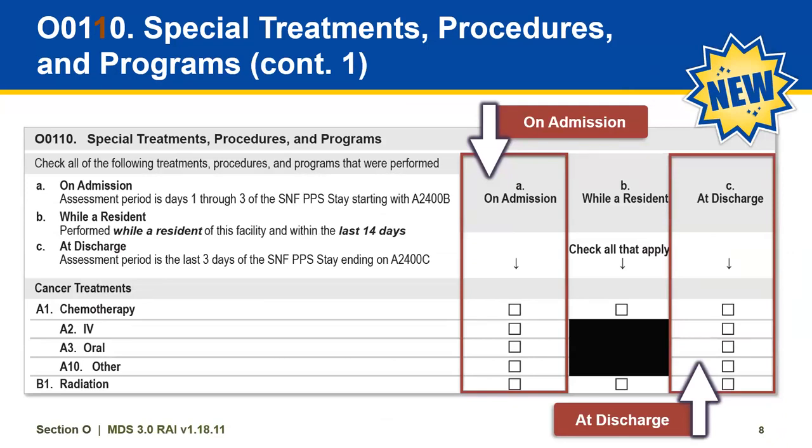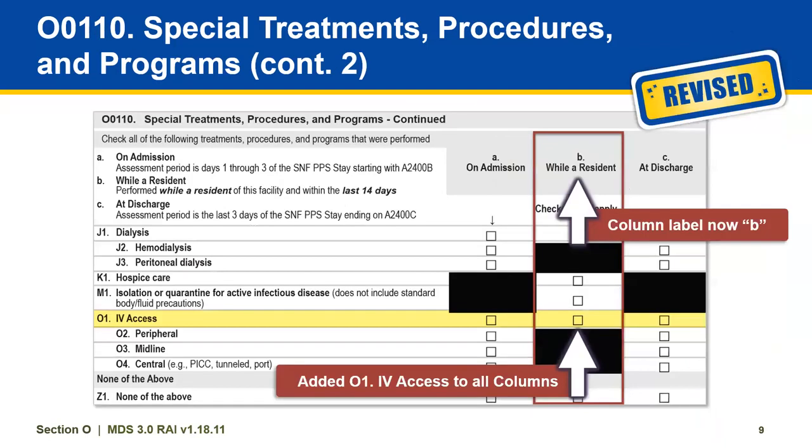In this close-up of O0110, you can see that there are two new columns, on admission and at discharge. You can also see some of the sub-elements that have been added to A1 chemotherapy. You will now choose which type of chemo, either IV, oral, or other. In this screenshot, you can see that column B, while a resident, is highlighted. And note that the choice for IV access has now been added for all three columns.